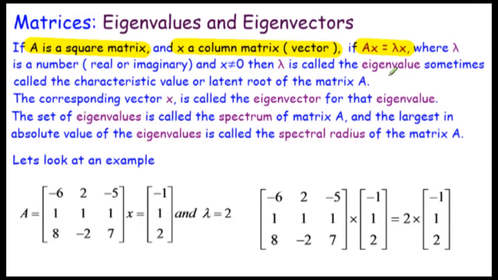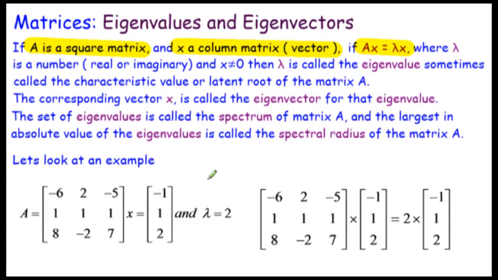Each eigenvalue has an eigenvector, and obviously it depends on the matrix for the actual eigenvalues. The set of eigenvalues is called the spectrum of the matrix A. The largest of the eigenvalues in absolute value terms is called the spectral radius of the matrix A. Some people think of this as applying some sort of deformation to a vector, and it actually preserves its direction.